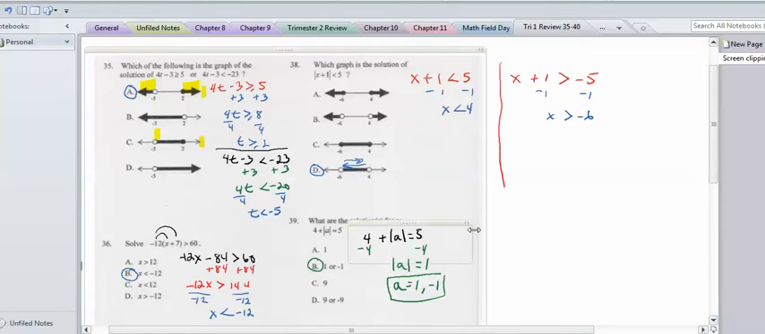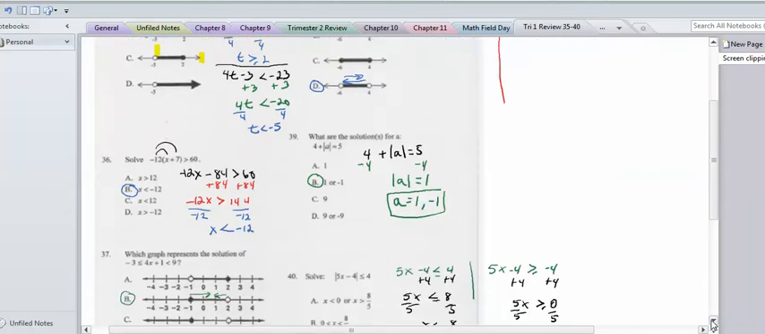Number 36. We have just distributive properties, so I went through and multiplied. Numbers on one side, letters on the other. So this one I divided by a -12. When you divide or multiply by a negative number, I'm going to flip that inequality sign around. That's why I get x is less than -12.